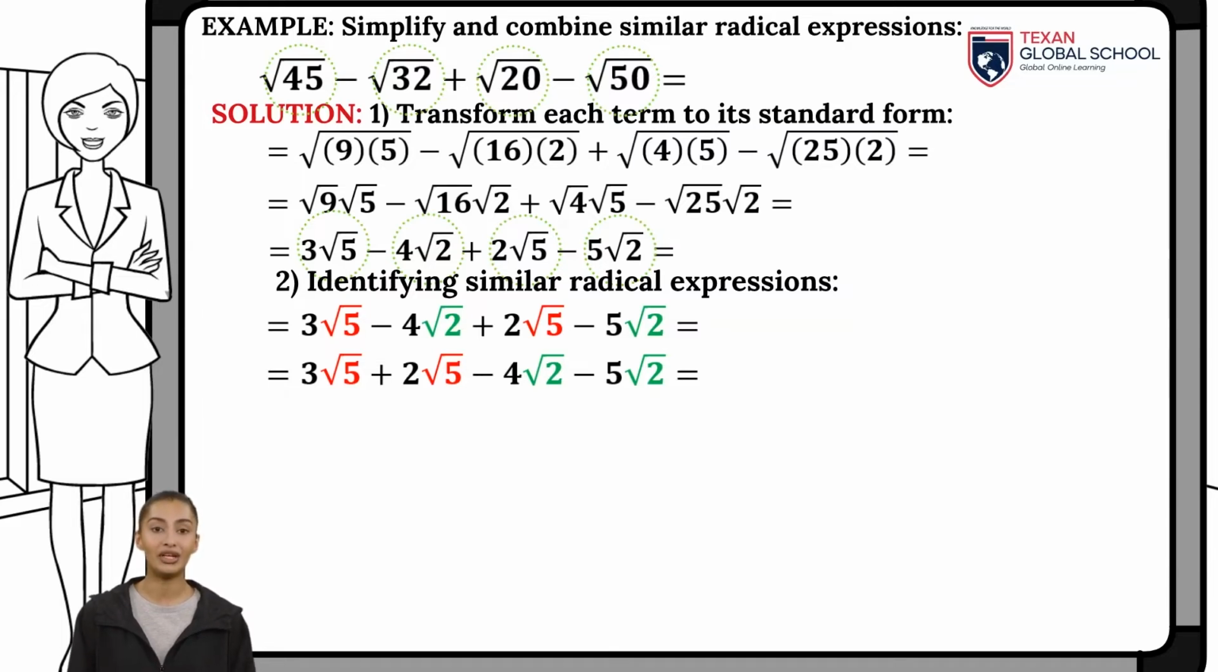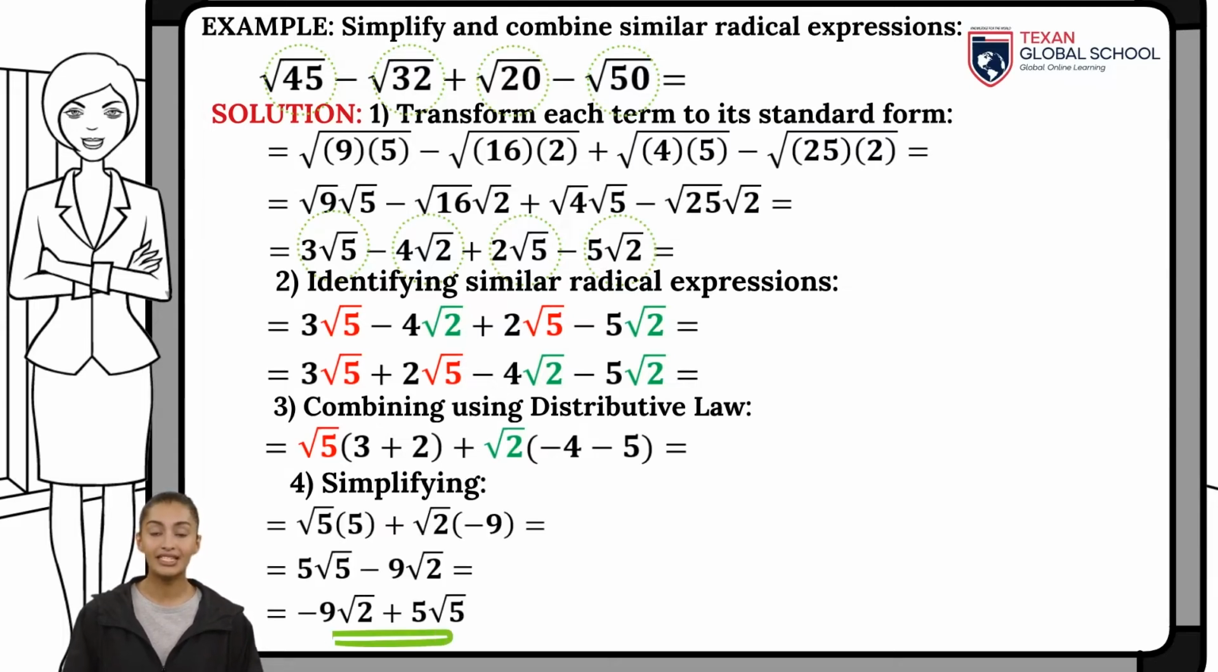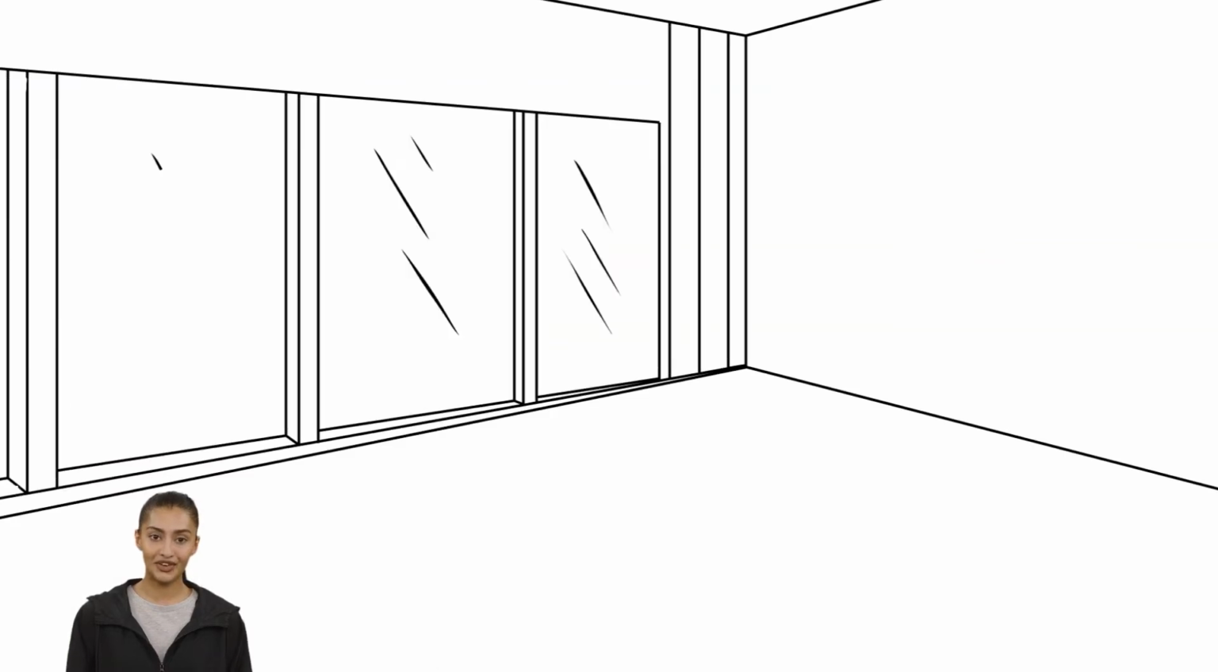Only the numerical coefficient can change. So 3 times the square root of 5 is similar with 2 times the square root of 5. And negative 4 times the square root of 2 is similar with negative 5 times the square root of 2. We group them together and apply distributive law to be able to add them. We simplify, resulting negative 9 times the square root of 2 plus 5 times the square root of 5, already sorted.